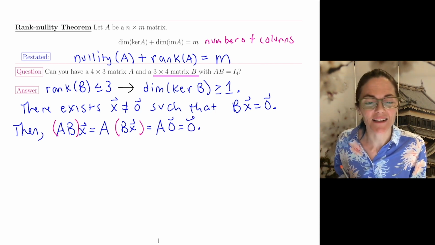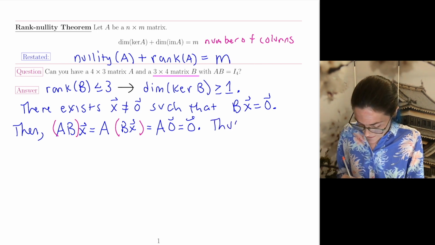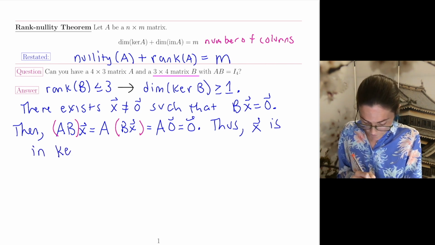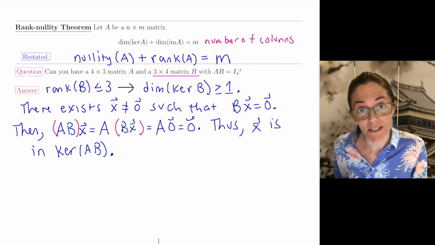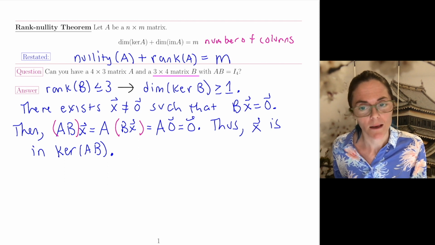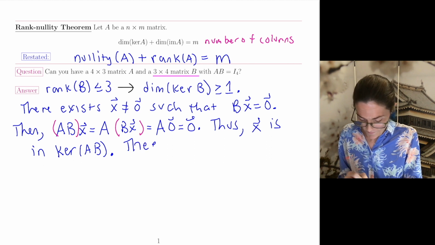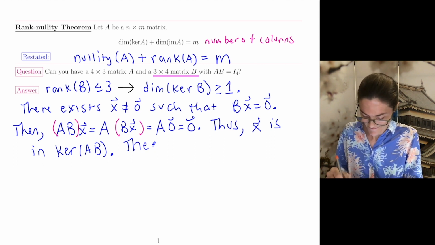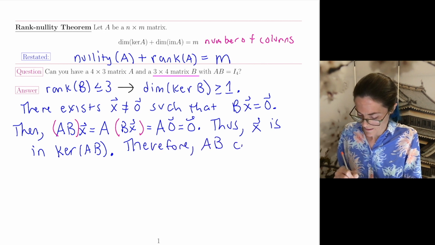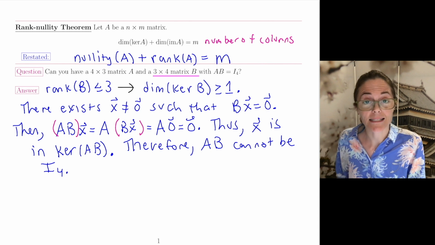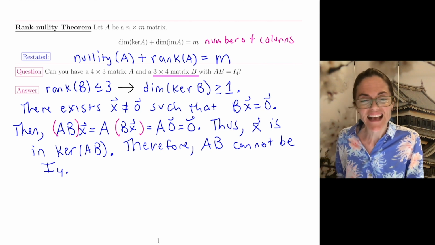Now, what have I justified? This shows that this particular vector x is in the kernel of this product AB. We have a non-zero vector in the kernel of A times B. Therefore, it cannot be the identity, because the kernel of the identity is 0. Okay, so this completes this answer and this justification.